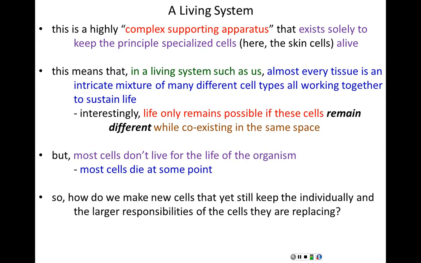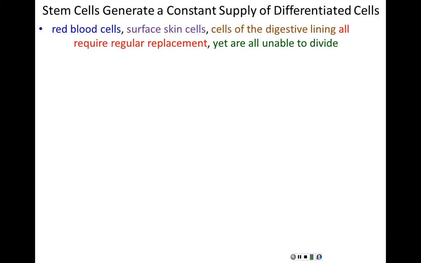That's possible with stem cells. Stem cells are capable of generating a constant, continuous supply of differentiated cells for this purpose. Red blood cells, the skin cells on the surface of our epidermis, cells of the digestive lining, all of these cells die regularly and require constant replacement. Yet all of these cells are terminally differentiated, which means they are permanently in G0. They are unable to re-enter the cell cycle.